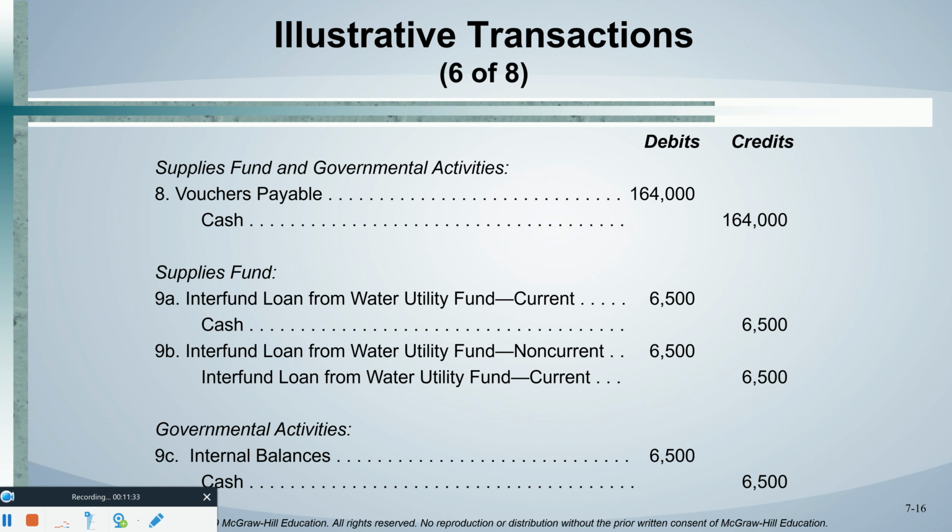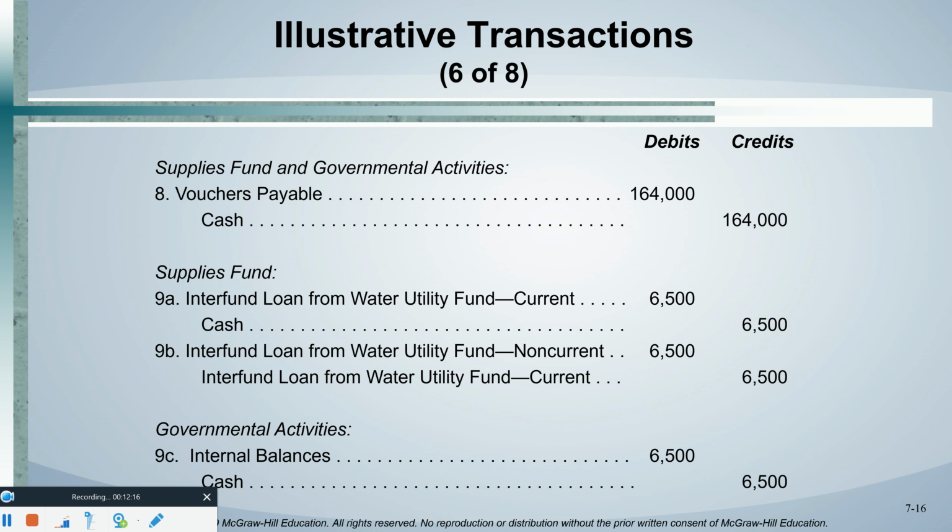Journal entry 8, we're just paying our payables. Same journal entry on the supplies fund as well as the government-wide. Debit the accounts payable, credit cash. Now look at journal entry 9A and 9B. 9A, we are paying the current portion of the loan that we received from the water utility fund. So we will debit the loans payable and credit cash. And journal entry 9B, we can see that the next $6,500 piece, and I call this a graduation. We are graduating the next $6,500 out of the long-term liability and into the current liability.